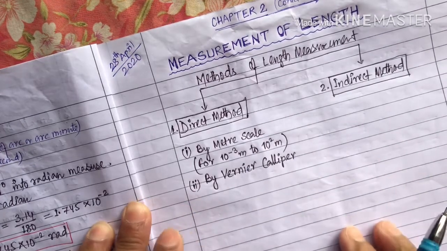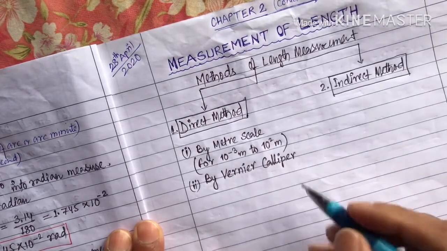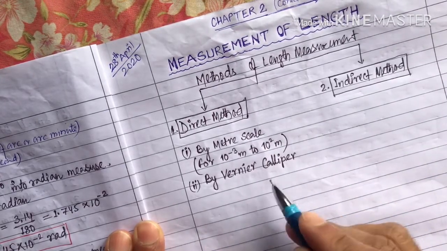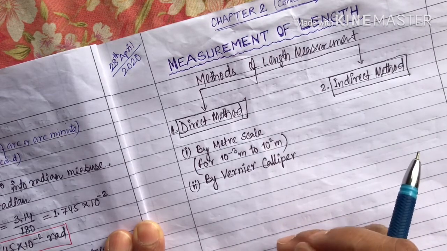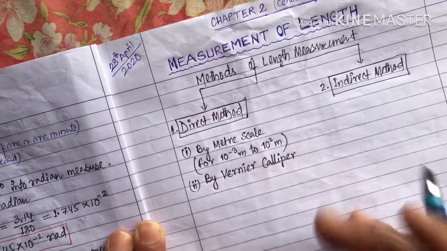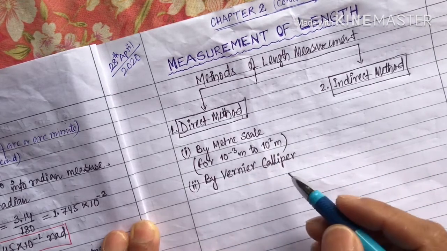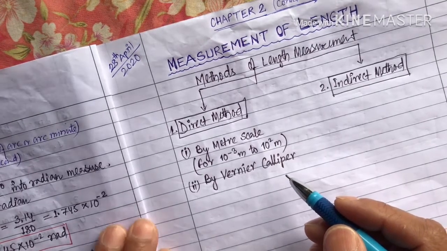Vernier caliper. This you will find in your practical. Okay, so there you will get a chance to learn about this. So here also, if I get time, I will try to explain this vernier caliper, and one more is there called screw gauge. This, if I get time, I'll explain.